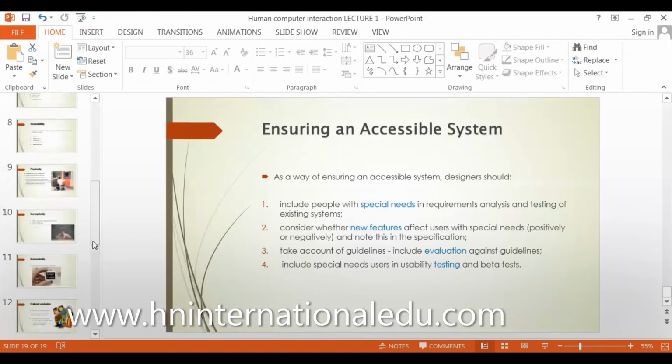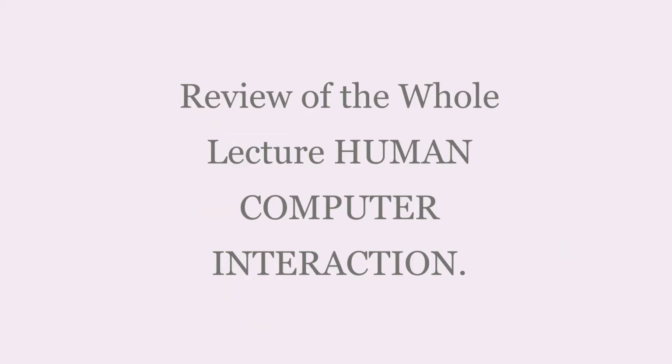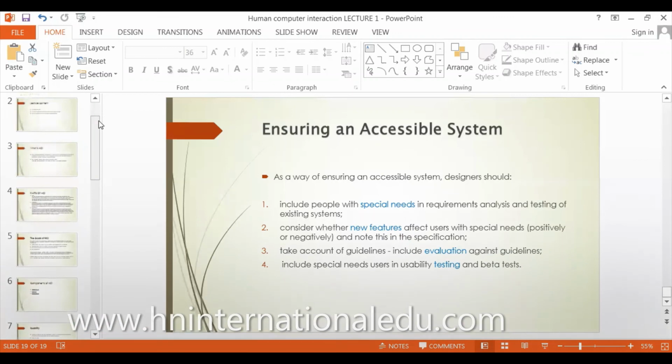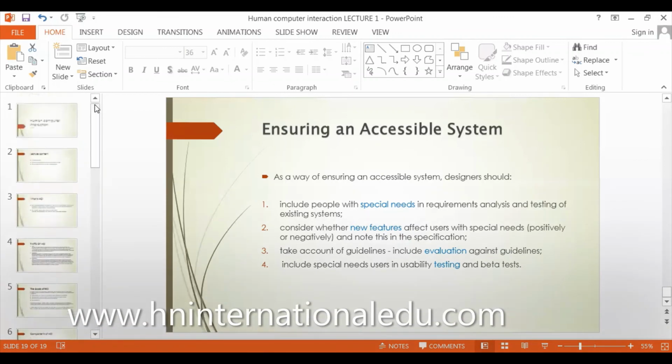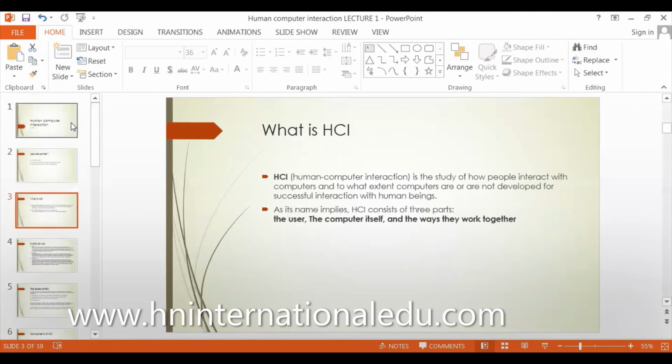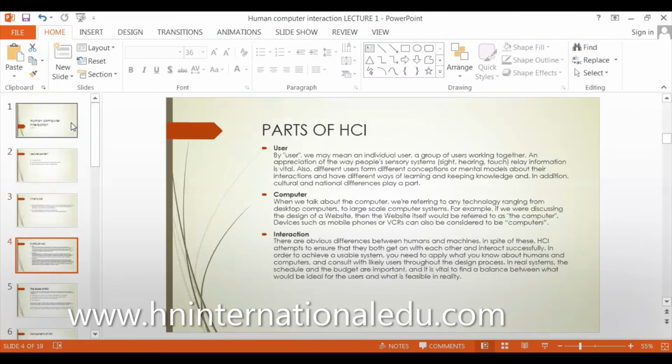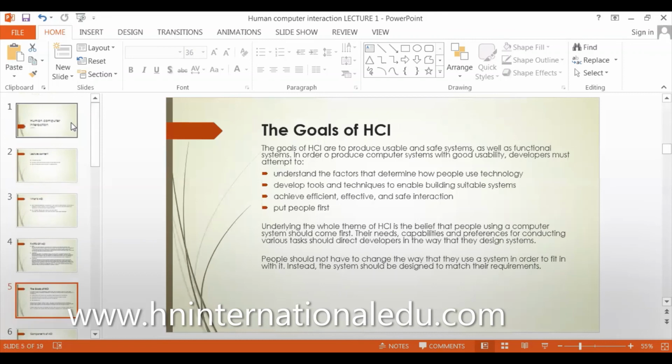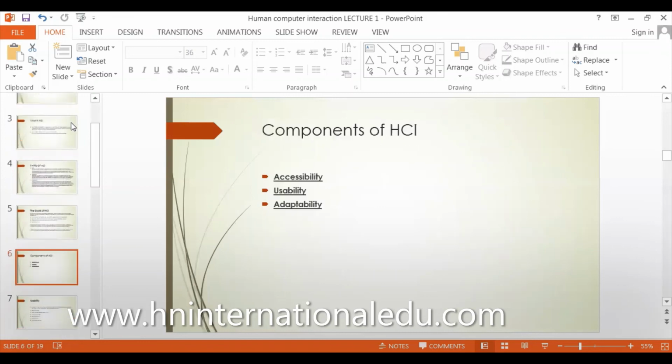So now, coming back to the lecture, we have read about HCI, its definition, its parts. There are three parts of HCI. What are the goals of HCI? What do I want to achieve? I want to develop a system which is safe and easily efficient.